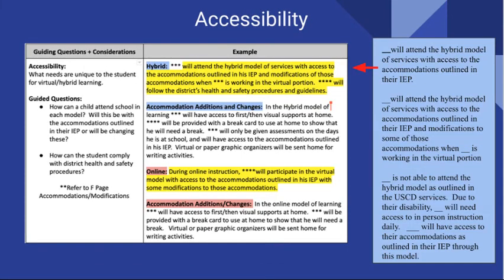In the example in the right column, you will state how the student will participate in each delivery model. This can be done using one of the stems that is provided off to the right. A student may attend this model with access to the accommodations outlined in their IEP, or a student may attend this model with access to the accommodations outlined in their IEP and some changes or additions made to these accommodations, or maybe the student is not able to attend the hybrid model as outlined in the UCSD services, and they may need to do in-person instruction daily.